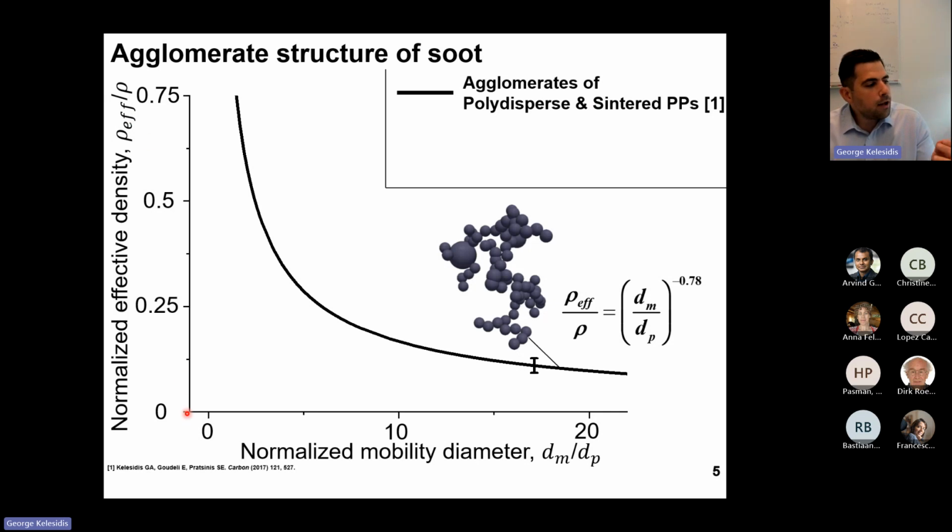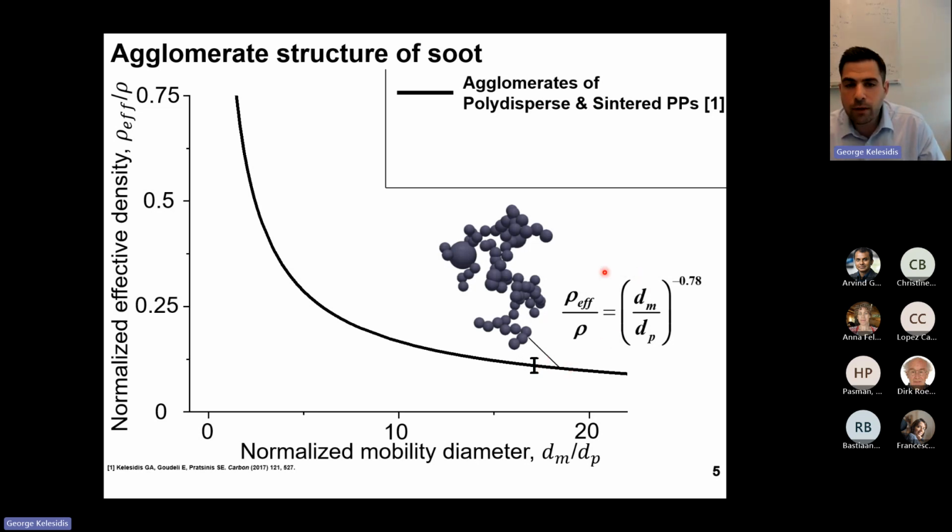So as you can see over here, the effective density of these agglomerates is only a small fraction of the soot bulk density. And here this line has been obtained by discrete element modeling simulations that have been done at various temperatures and various fuel concentrations. So you can see that our simulations, when we normalize the effective density and the mobility diameter, have a very small statistical variation that is quantified by this small error bar. So the effective density decreases as a function of the mobility diameter. As the soot aggregates and agglomerates become larger and larger, they become more porous and their effective density decreases.